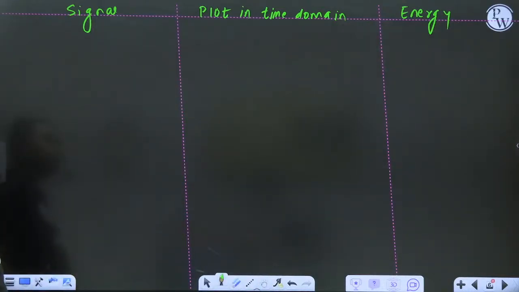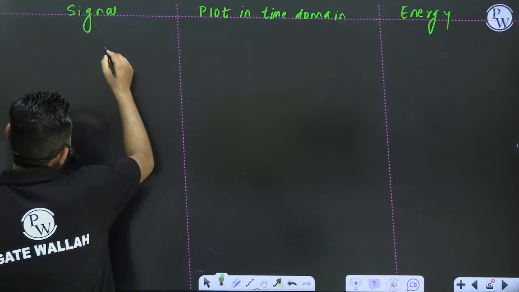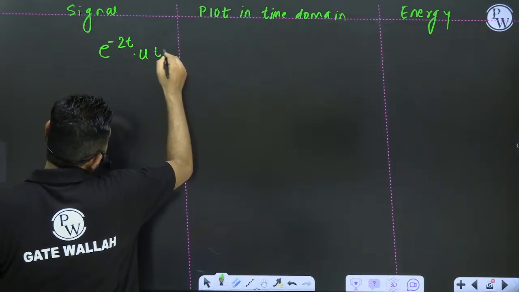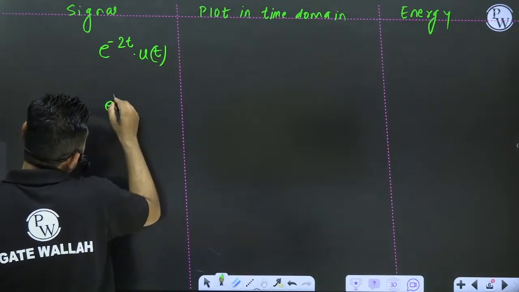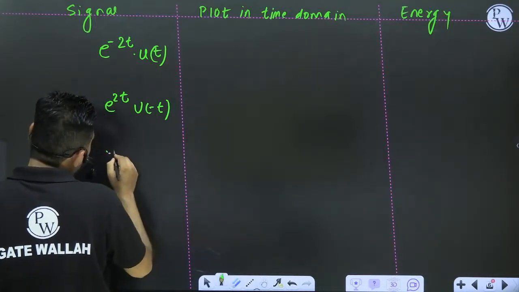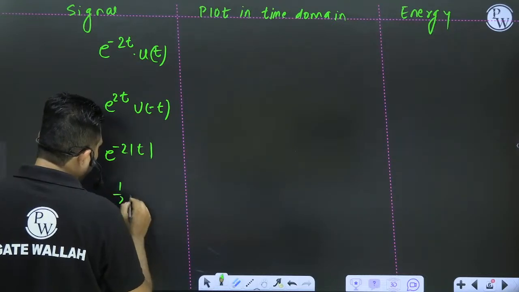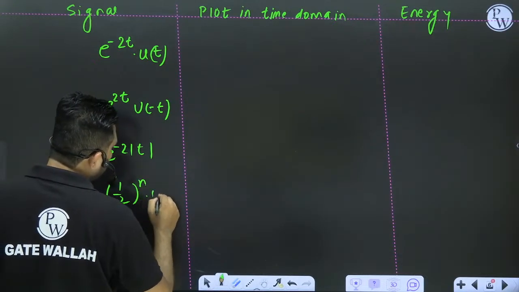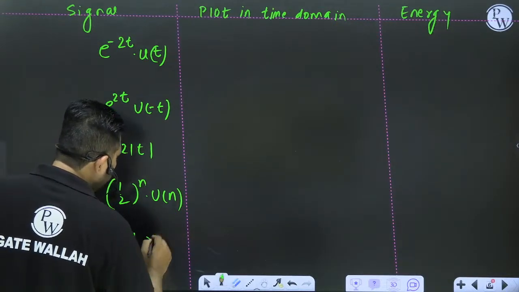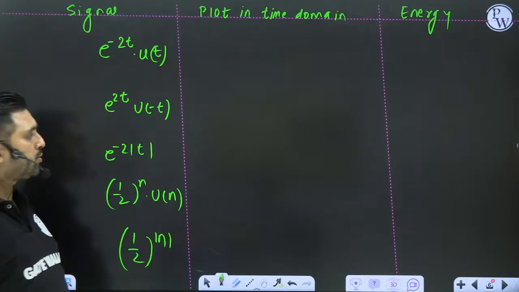Listen. See here, I have e to the power minus 2t u(t), first, right? e to the power minus 2t u(t). Then I have e to the power 2t u(-t). Then I have e to the power minus 2|t|. Then I have (1/2)^n u(n). And let's take (1/2)^|n|. Then you will draw some conclusion.